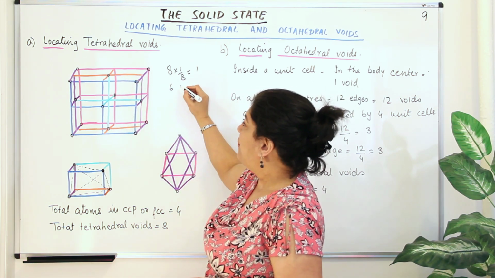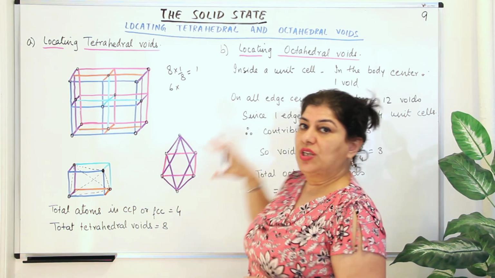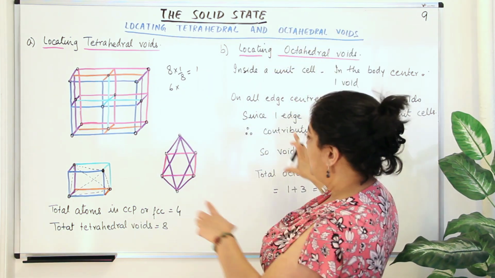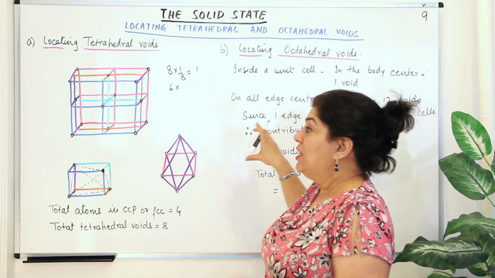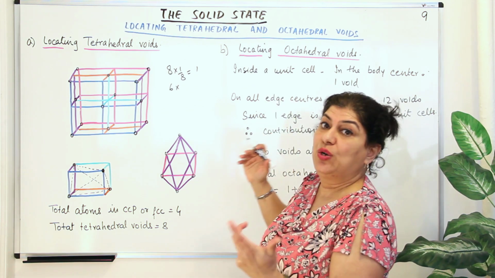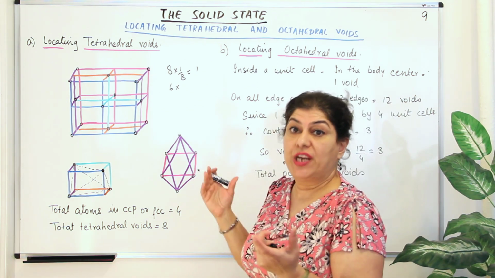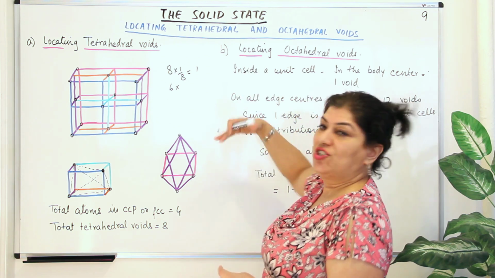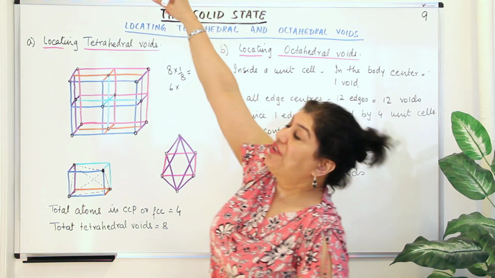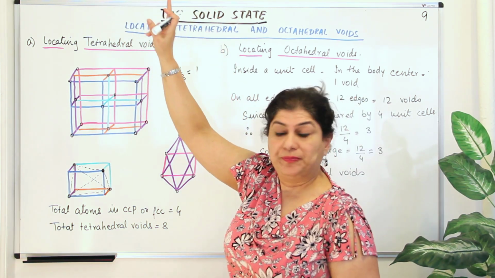And out of the 6 faces, each face, now this blackboard, face center means that it is in the center of the wall. So this wall is divided equally by how many rooms? It is shared by how many rooms? A wall is shared by 2 rooms. A corner is shared by 8 rooms.